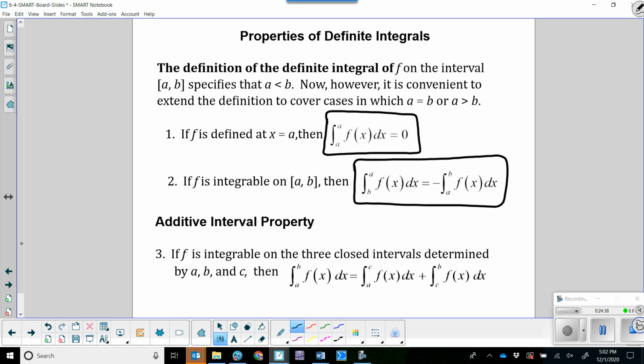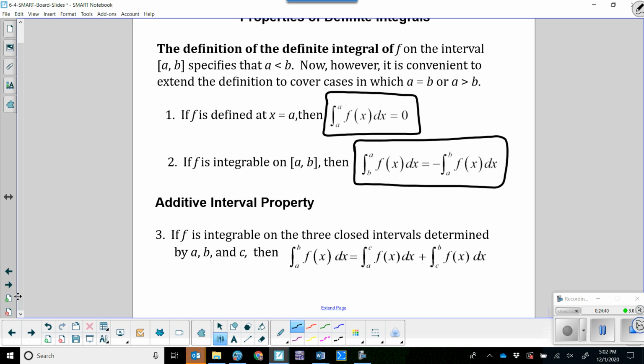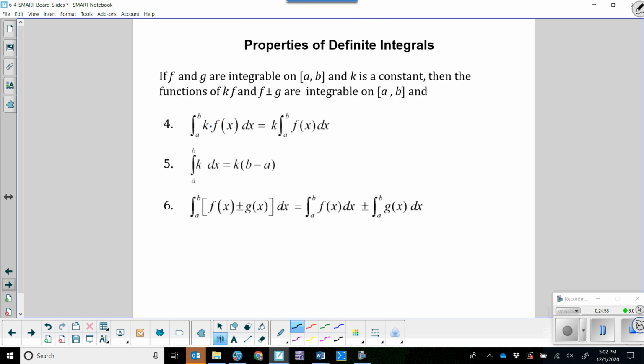Okay, additive interval property, and this was the last one we looked at: if I want to integrate from a to b, I can integrate from a to c, someplace in the middle, and add that to the integral from c to b. And I can split that up as many times as I want, as long as they're all connected. Then I can just split it up.